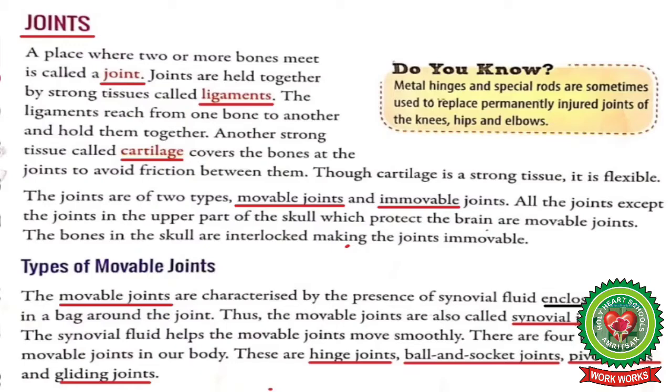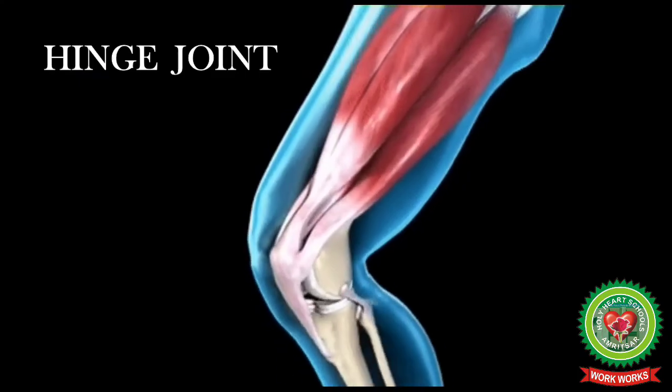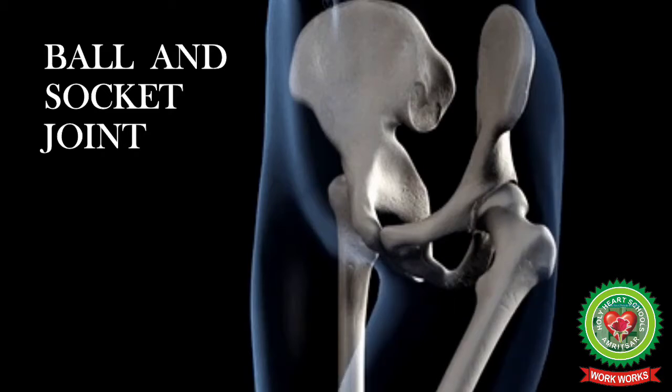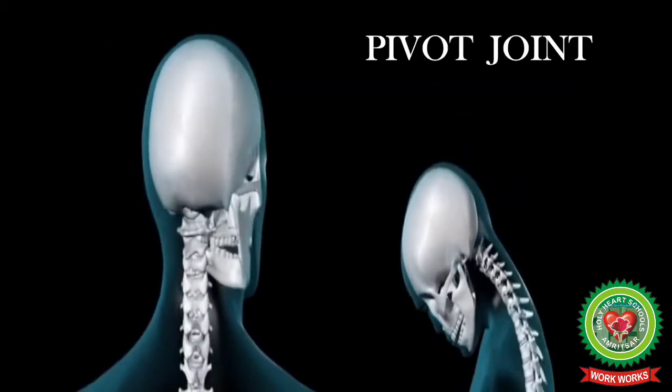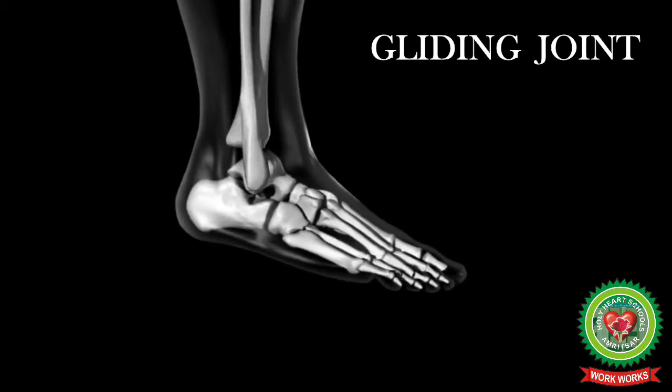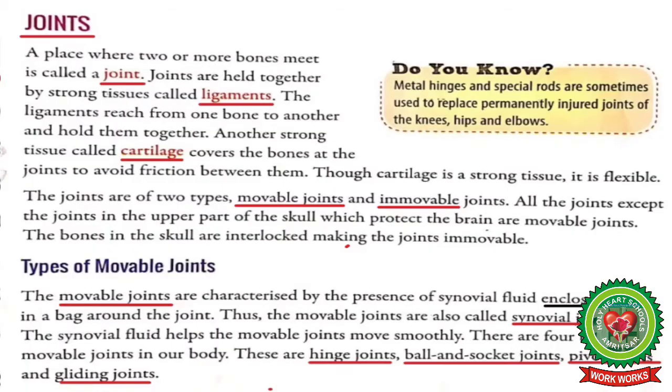There are four types of movable joints in our body. These are hinge joints, ball and socket joint, pivot joint, and gliding joints. Let's discuss these joints one by one.